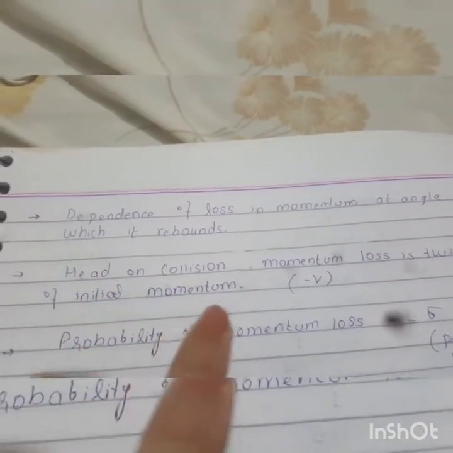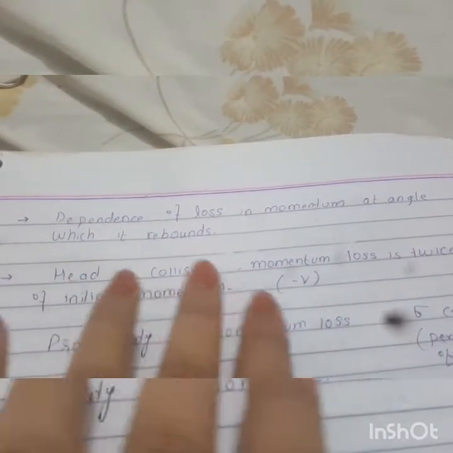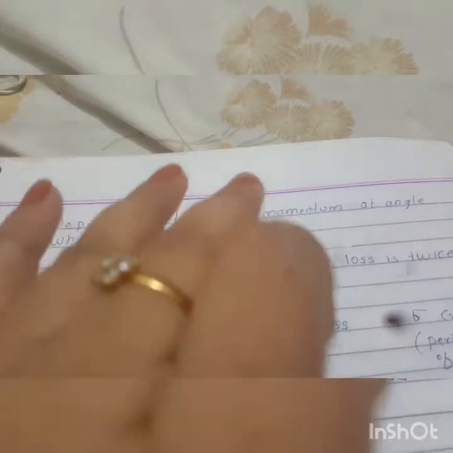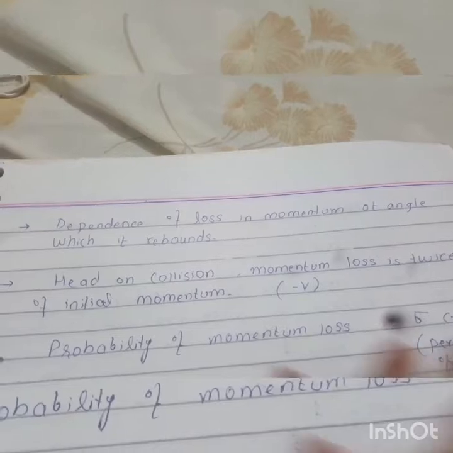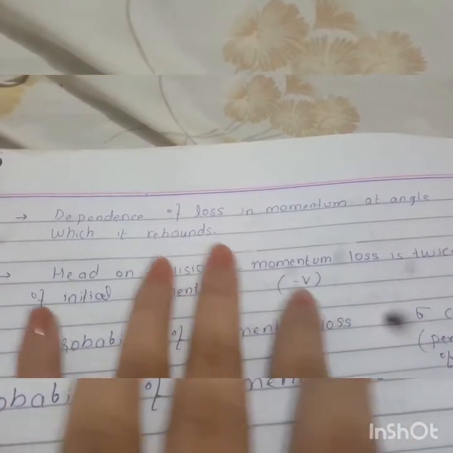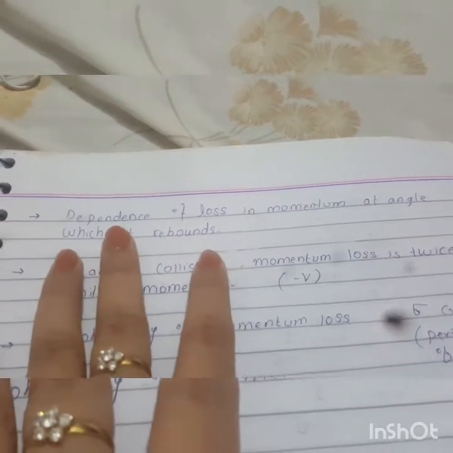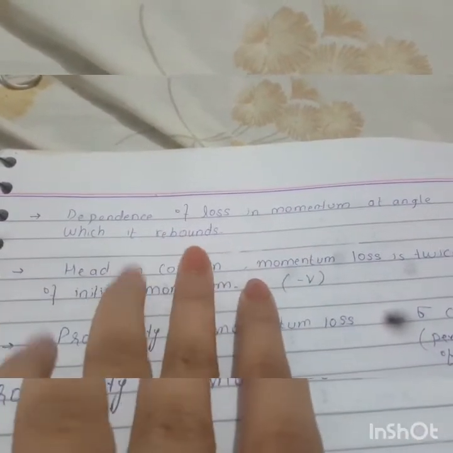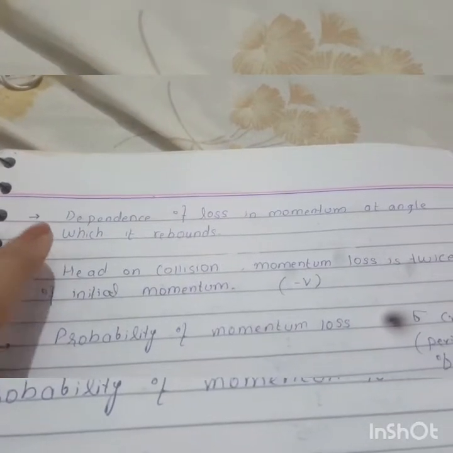Number 1, dependence of loss in momentum on the angle at which it rebounds. So it depends on the angle at which it rebounds, meaning that when something collides with a particular thing and reflects back, what angle it makes with that surface, that's the angle at which it rebounds. This is the first thing on which momentum loss depends. The second one is head on collision.